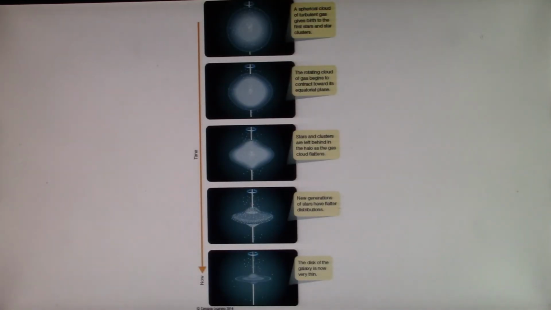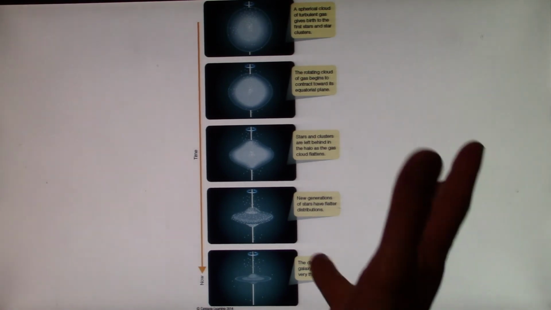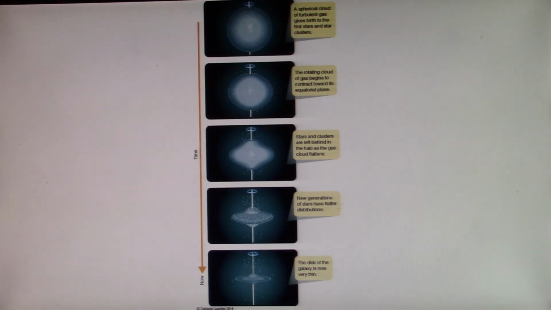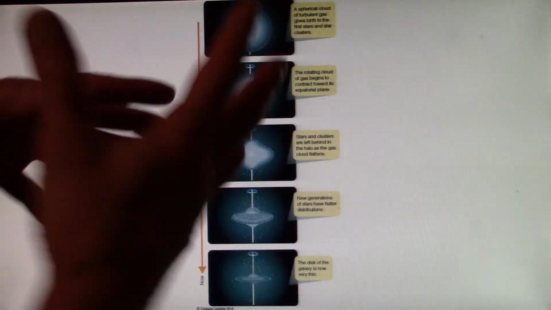Okay. So they're showing how galaxies form, right? Now there's two. So this is what we're kind of used to. You would have a huge area where you have stars and gas and a huge conglomerate.